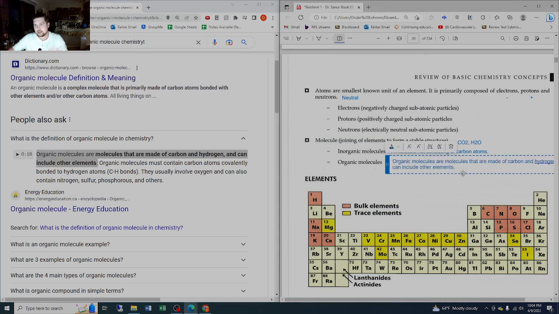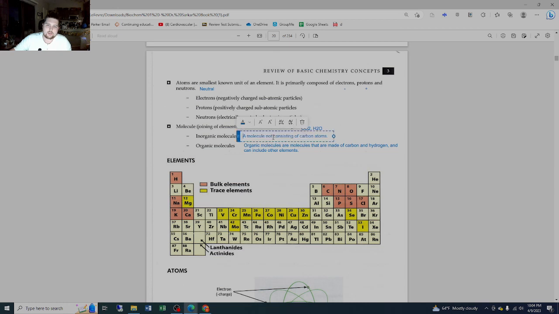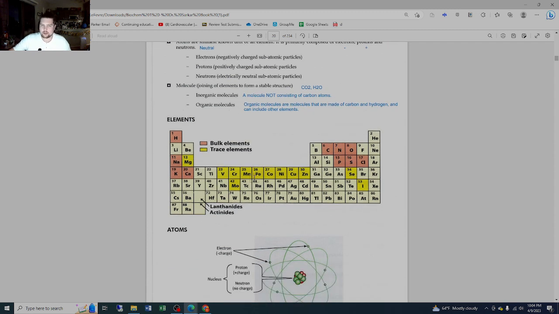This is the biggest thing, is the better you can prep your material, the easier to go back through, the easier it's going to be to study, to review. So the inorganic molecule is the molecule not consisting of carbon atoms. So anything that's no carbons. Organic molecules have the carbon and the hydrogen as kind of their base, and they can include any other additional element.